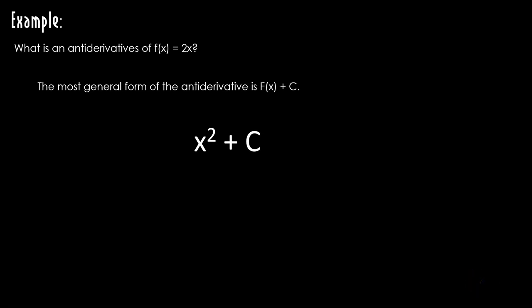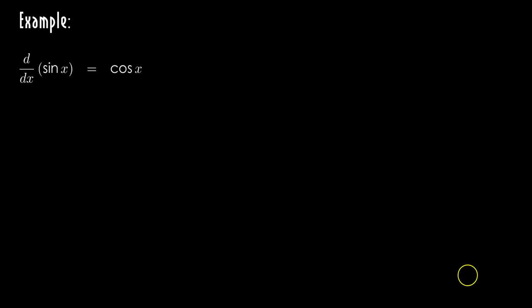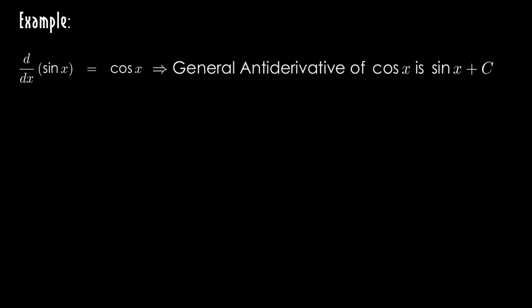So you already know quite a few antiderivatives. Every formula you already know going forward, just think of it going backwards. What do I mean by that? The derivative of sine is cosine, which means the general antiderivative of cosine x is sine x plus c.